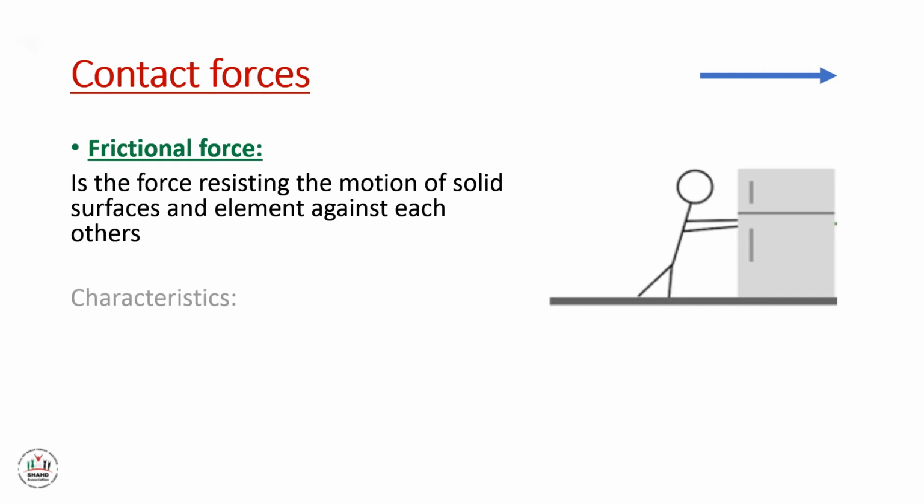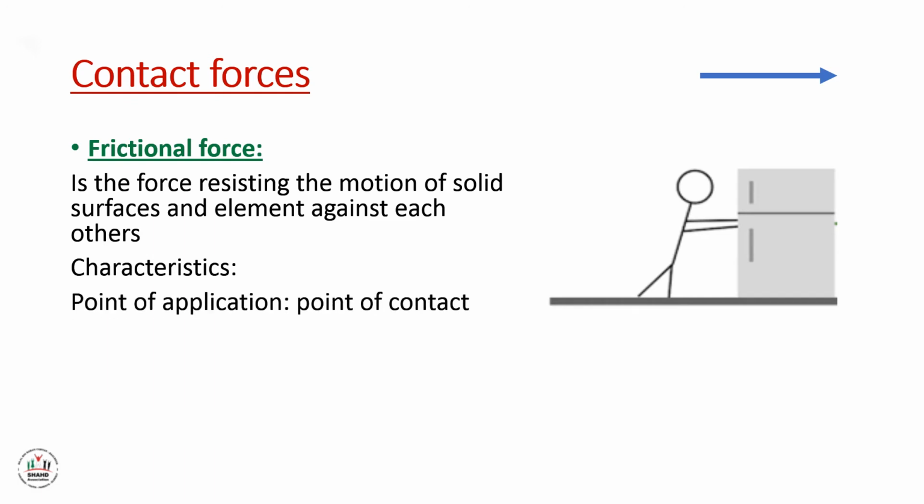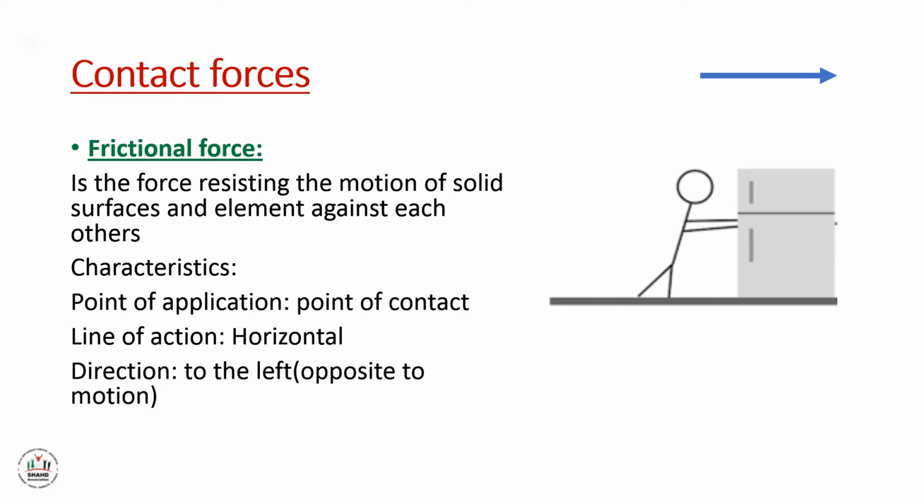Let's write the characteristics of this frictional force. The point of application is the point in contact between the fridge and the ground. The line of action is horizontal because the man is pushing the fridge horizontally. The direction is to the left, which is opposite to the positive motion of the fridge. And finally, the magnitude: let's suppose a value of 1 newton for the friction.